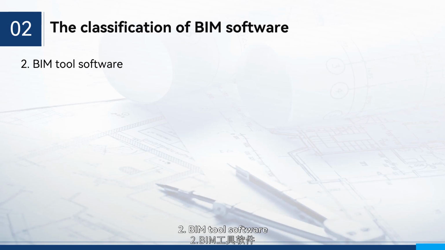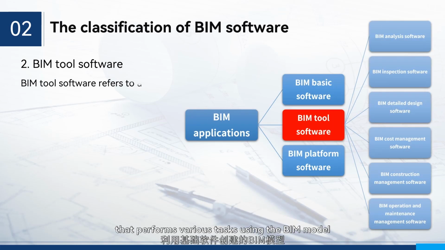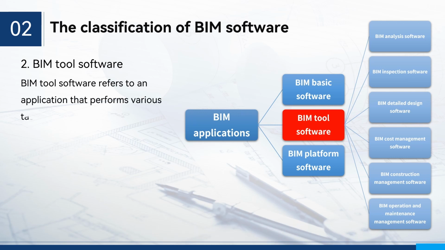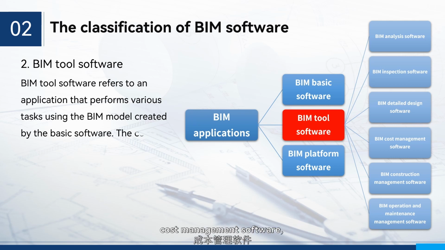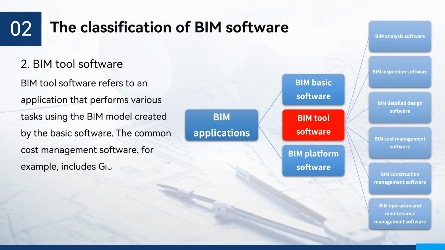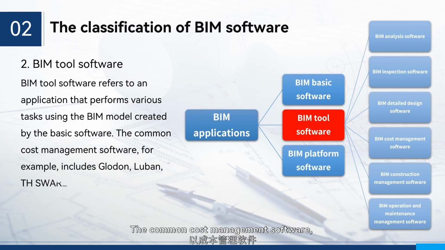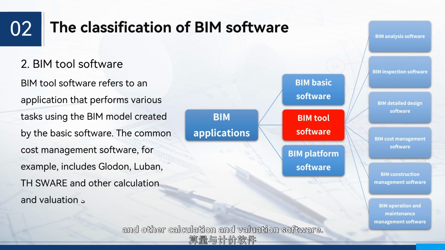2. BIM tools software. BIM tools software refers to an application that performs various tasks using the BIM model created by the basic software. They include BIM analysis software, inspection software, detailed design software, cost management software, construction management software, operation and maintenance management software. The common cost management software, for example, includes Glodin, Luban, TH-Square, and other calculation and valuation software.